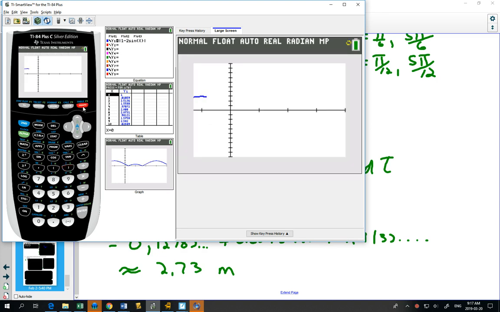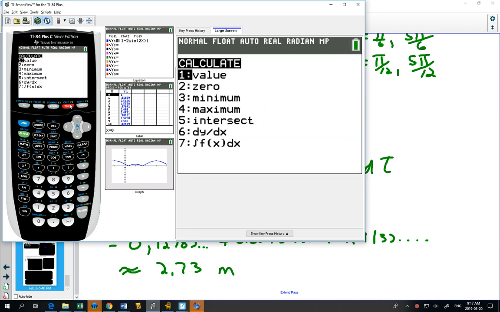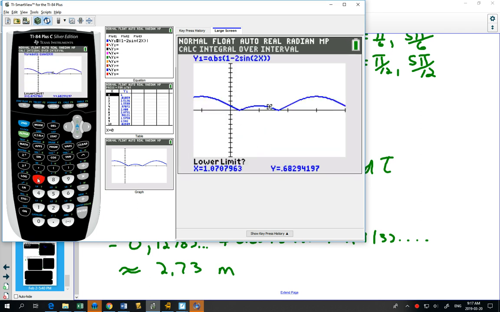And now when I graph this, what does it do with that part that was below? Flipped it above the x-axis. And if I calculate my integral all the way from 0 to 3 pi over 4, all of those values will be positive, and we get 2.726 or 2.73 that way as well.